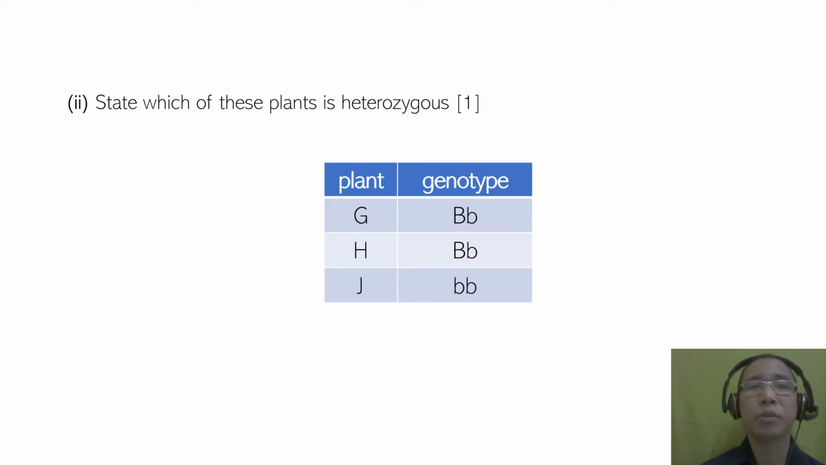2I, state which of these plants is heterozygous. As we can see, plant G and H and J. Genotype for plant G is capital B and small letter b, for H it's capital B and small letter b, and J is small letter b and small letter b. Try to answer which of these three is heterozygous.